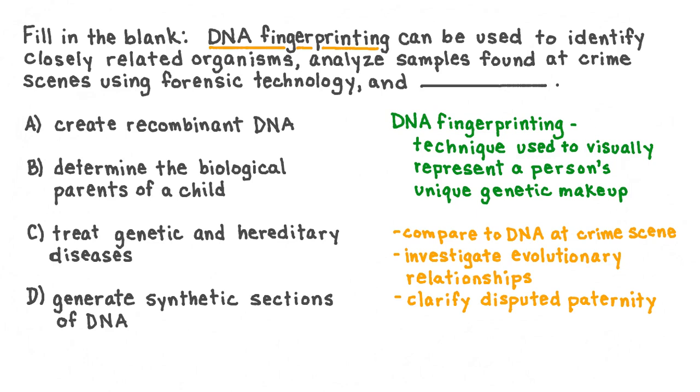By comparing the DNA fingerprint of a child to that of the potential fathers, scientists can determine whether a male is likely related to a child. However, DNA fingerprinting is not a way to create any type of genetic material or treat any genetic disease. And we do not use DNA fingerprinting to generate synthetic sections of DNA, but only to analyze a sample of DNA that we have taken. So the correct answer is B. DNA fingerprinting can be used to identify closely related organisms, analyze samples found at crime scenes using forensic technology, and determine the biological parents of a child.